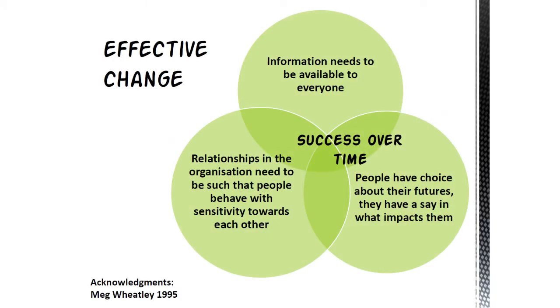We know that for organisational change to be really effective and impactful, 3 broad conditions need to apply. One is that information needs to be freely available to all members of the organisation. The other is that relationships in the organisation are such that people are going to behave towards one another in respectful and sensitive ways. And also that people have a sense of some control over their lives, that the choices about their futures aren't going to be made without them at all. So that means we need to engage people. If those 3 things are put in place, they're the foundation for success over time.